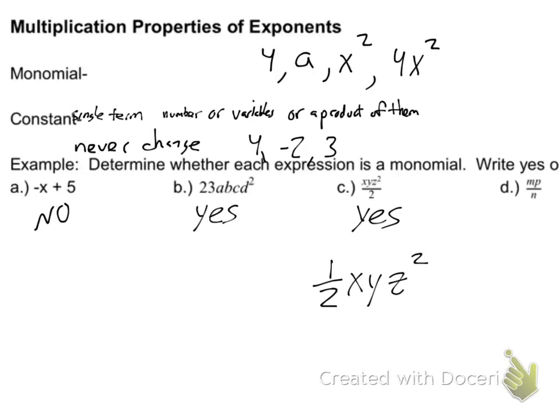So M P over N. Monomial? Yes or no? The answer is no. Why is this one not okay? Because it doesn't have a number? It doesn't have to have a number. But it has a variable in the denominator, so therefore, no. If you have a variable in the denominator, then no. If it's just a constant, a number, then it's okay, because we can change that to multiplication. Okay.